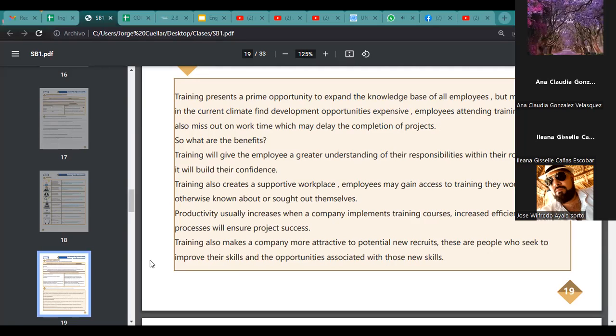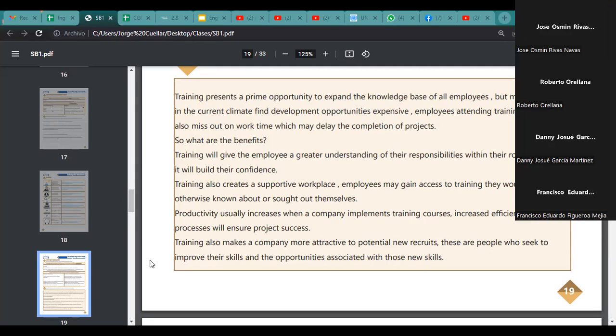Training presents a prime opportunity to expand the knowledge base on all employees, but many employers in the current climate find development opportunities expensive. Employees attending training session also miss out on work time, which may delay the completion of projects. Very good. Very nice. Perfect. Jose Osmin.